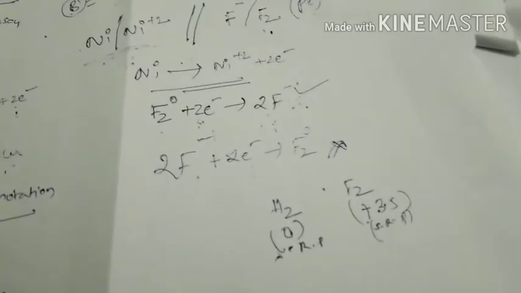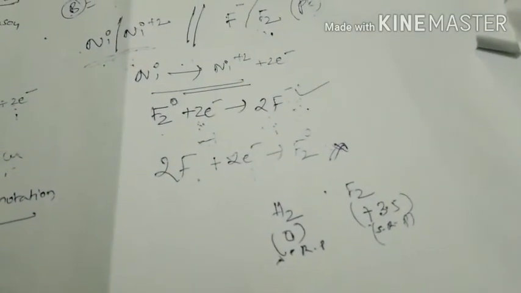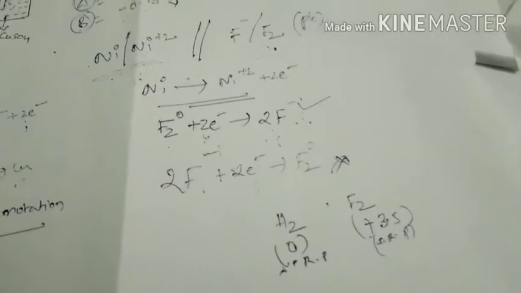So by using these values, our target is to write the cell representation. Sometimes the question may be like this. Sometimes SRP values will be given, and by using that, we should write the cell representation. Sometimes the cell representation may be given, and we should write equations. The question may be either like this or like this one.